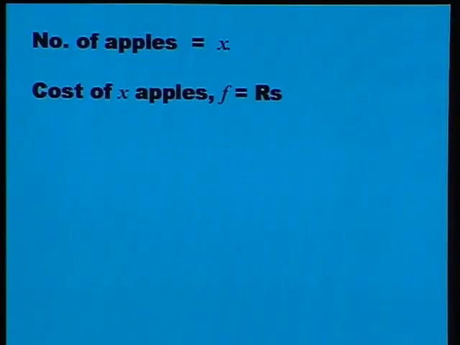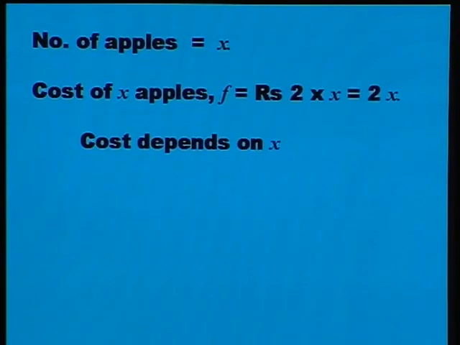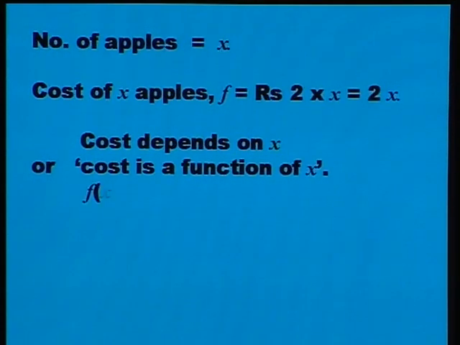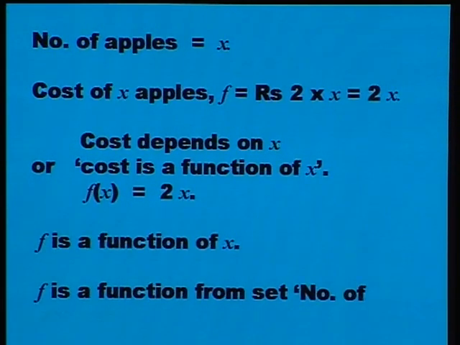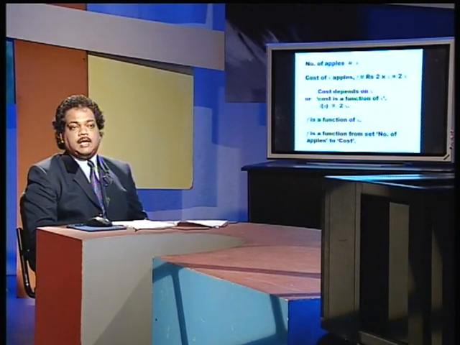For example, number of apples can be represented by x and cost of x apples by f, which would give us 2x. This means that cost depends on x, that is, cost is a function of x. In fact, f(x) is equal to 2x. We will say that f is a function from set of number of apples to set of costs. So this is another way of representing the same information, with number of apples represented by x and the cost by f. So this simple problem has been converted into functions.